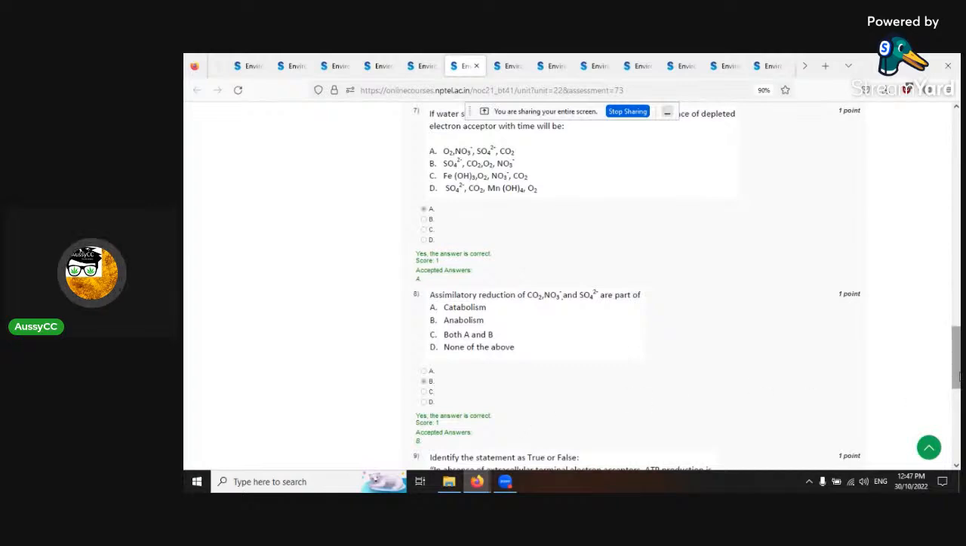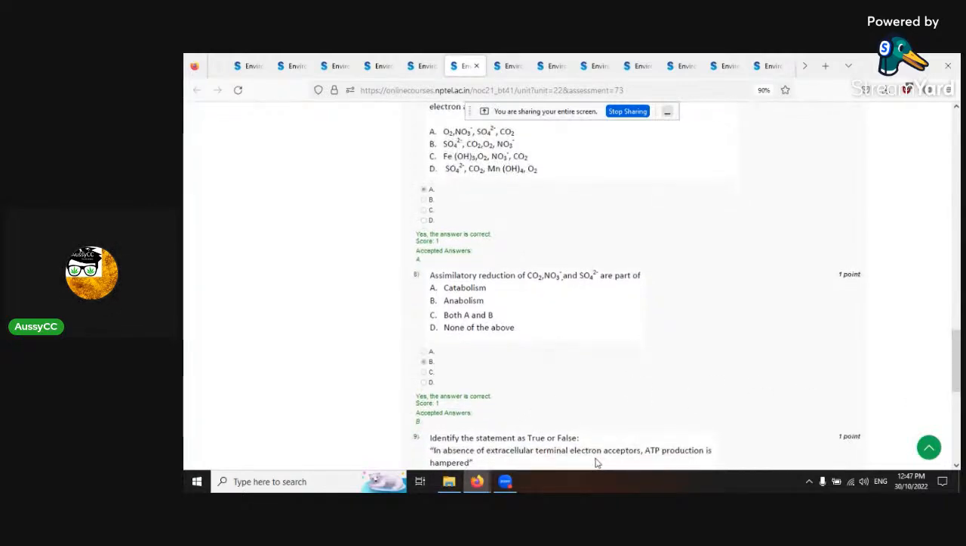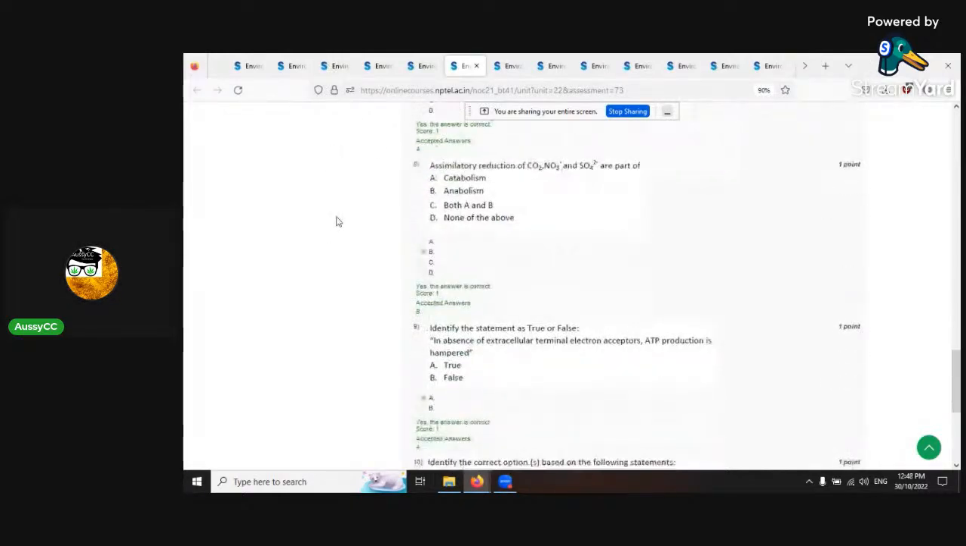Identify whether the statement is true or not. In absence of extracellular terminal electron acceptors, ATP production is hampered. In the absence of extracellular TAs, yeah, bloody oath it is. Because if we haven't got a terminal electron acceptor, like oxygen for us, we're in strife. True.